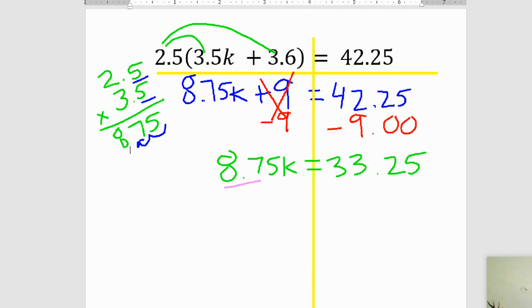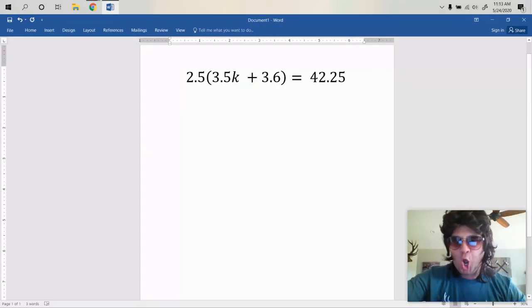Last step. Let's switch colors to purple. Says times 8.75. So we're going to divide by 8.75, 8.75. My answer is going to be K equals 3.8.